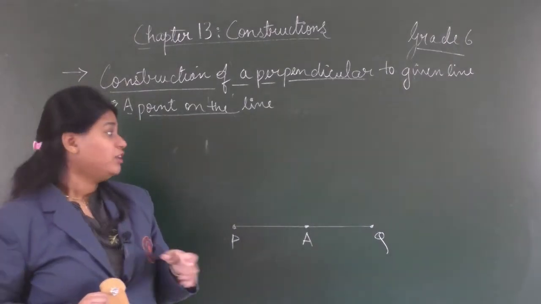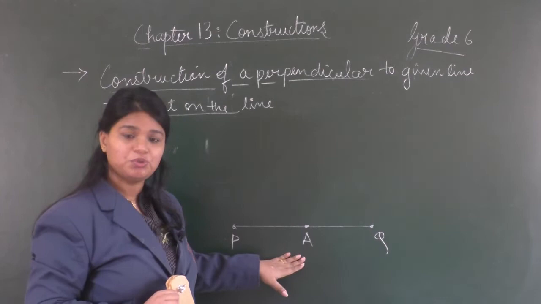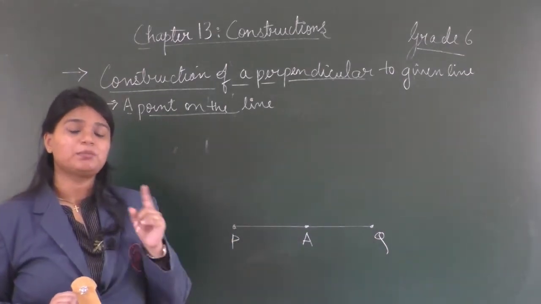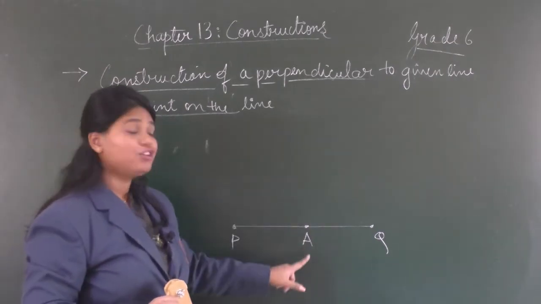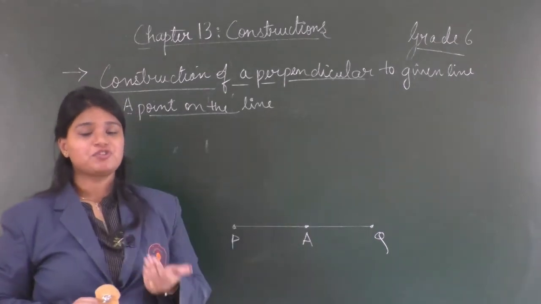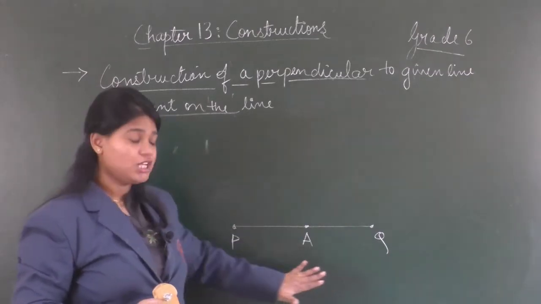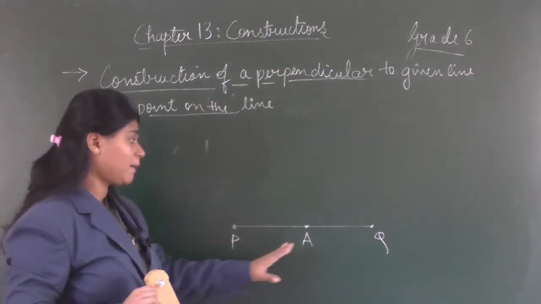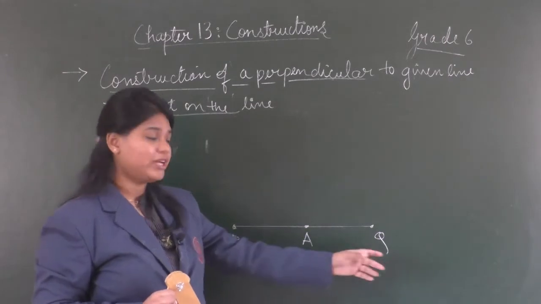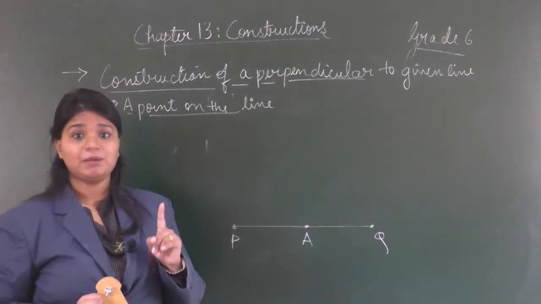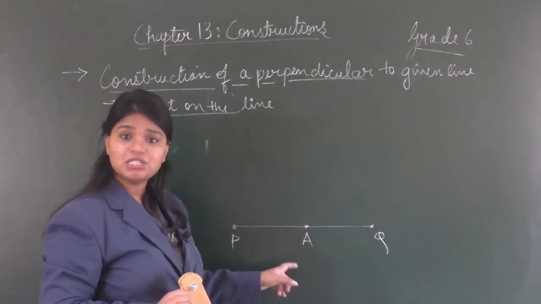So here a point will be provided to you on a line segment or a line and you need to construct a perpendicular which passes through this point. Okay. So for that, first we will make a line or a line segment. So here I have a line segment PQ and I have marked the point A on it. Now I need to construct a perpendicular that passes right through this point.